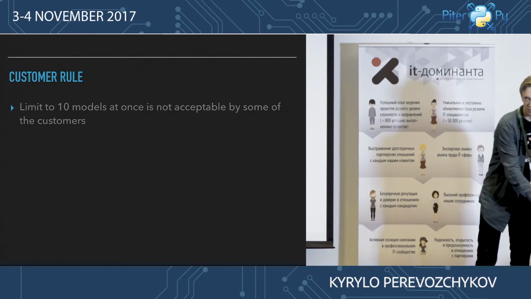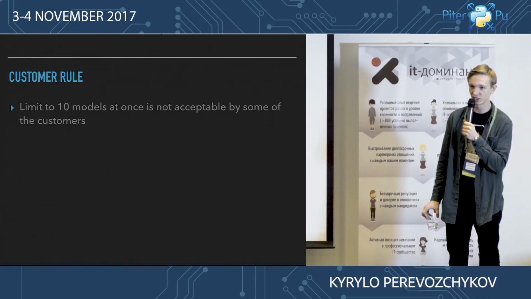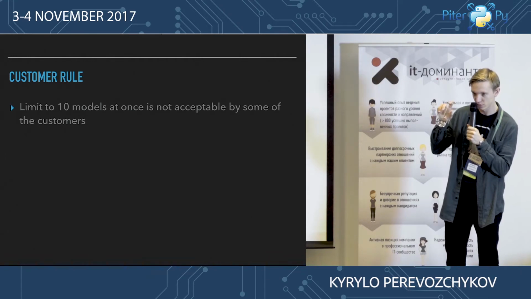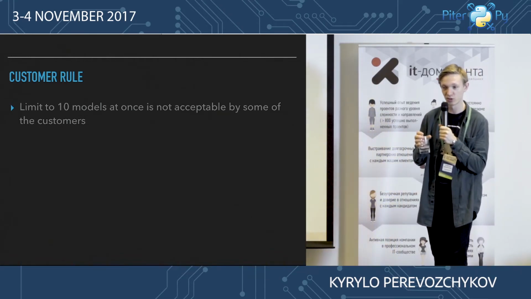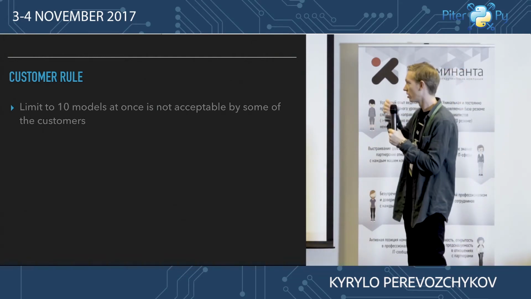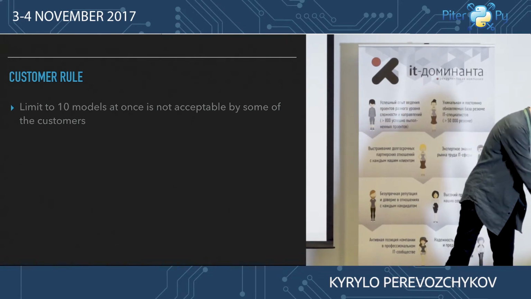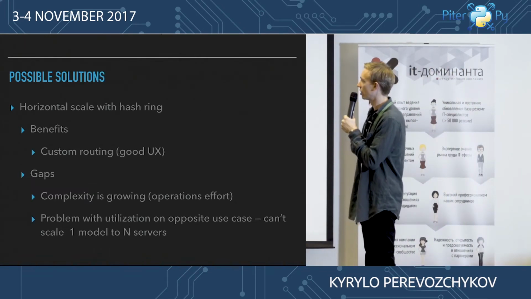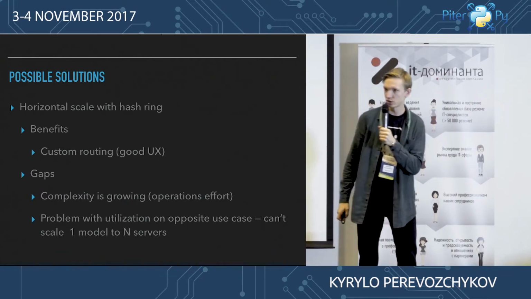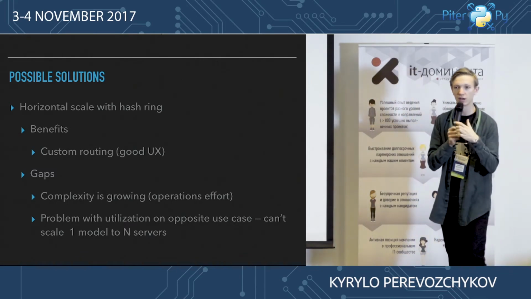And the customer is saying, what, 10 models? I may have 6,000, and that's how little I am ready to pay for it. You tell him, yeah, well, we can try to do something, but not for that little. So the limit to 10 models is no good for us, not acceptable. What are the possible solutions that we have tried?